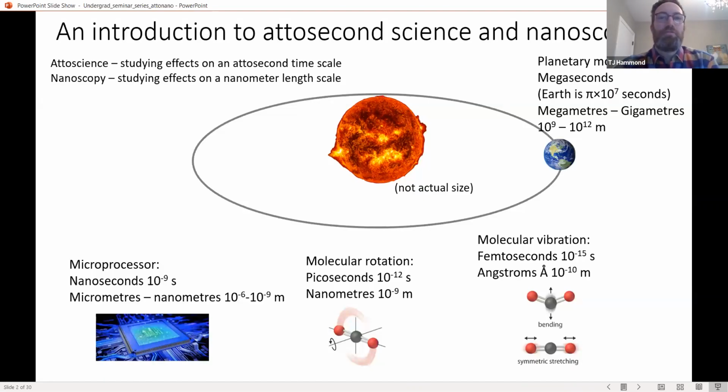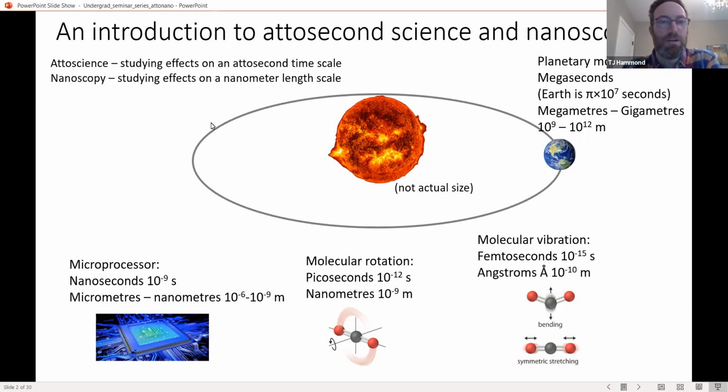So when I talk about ultrafast, I mean something on the order of femtoseconds and attoseconds, and these are probably words that you don't know off the top of your head. So let me introduce to you the ideas of attosecond science and femtosecond science. Attoscience is studying effects on an attosecond time scale. An attosecond is really, really fast. So what is an attosecond?